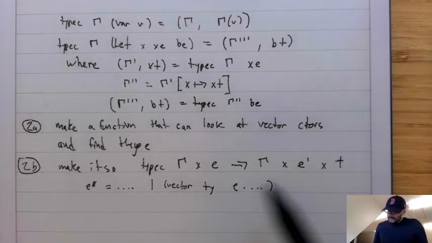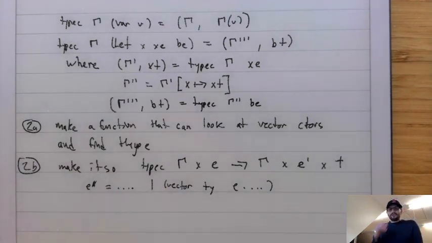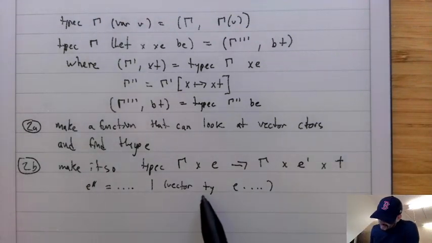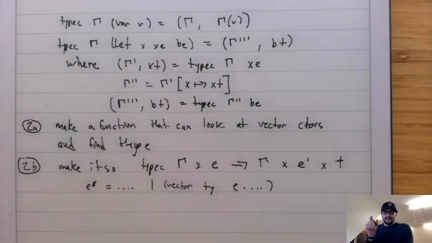And finally, how do we deal with this thing right here? Well, what we do is we make it so that the data structure that represents a vector has an extra field, which is basically like a memory reference, and then we can just update it with whatever type we find it out to be.